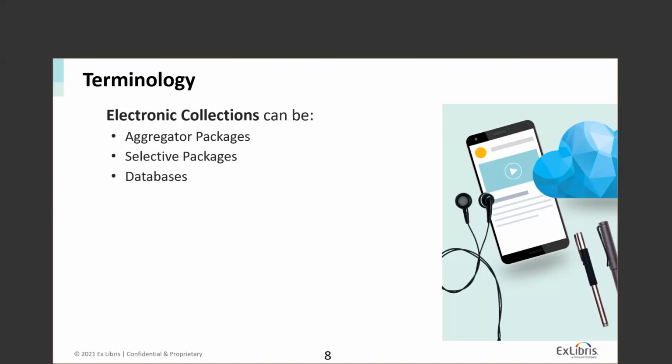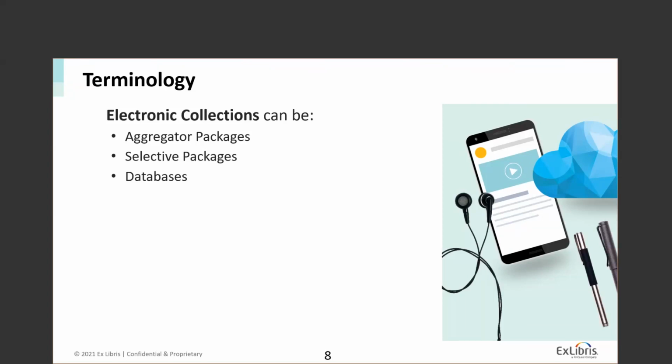A selective package is different in the sense that it is a large package of titles that a vendor sells, but you as an institution pick individual titles within that package that you actually pay for one by one. And finally, an electronic collection could be the type called database. And I know that's a word that's used in different ways with different vendors. In Alma, we use the word database for an electronic collection to be a package that has no full text, that you have purchased, for instance, an abstracting and indexing resource, where they're just selling you the citations, not the actual full text content.